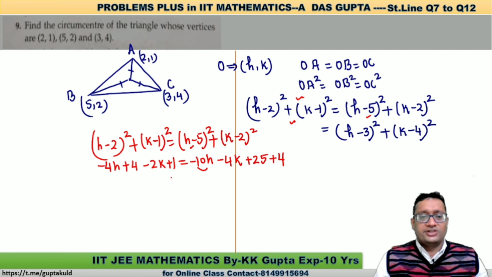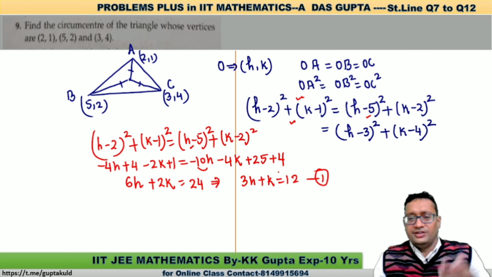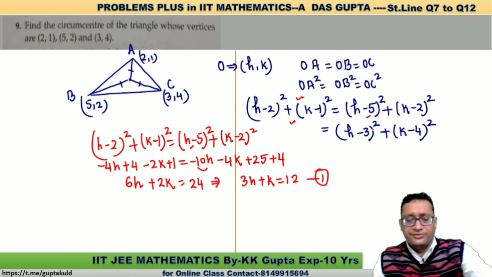So −10h becomes 6h, −2k, here −4k comes, it becomes 2k. This is 5, so 5 will become 20 and this is 24. That is, 3h + k = 12, the first equation. Now let's find the second equation, as we are comfortable in finding it now.